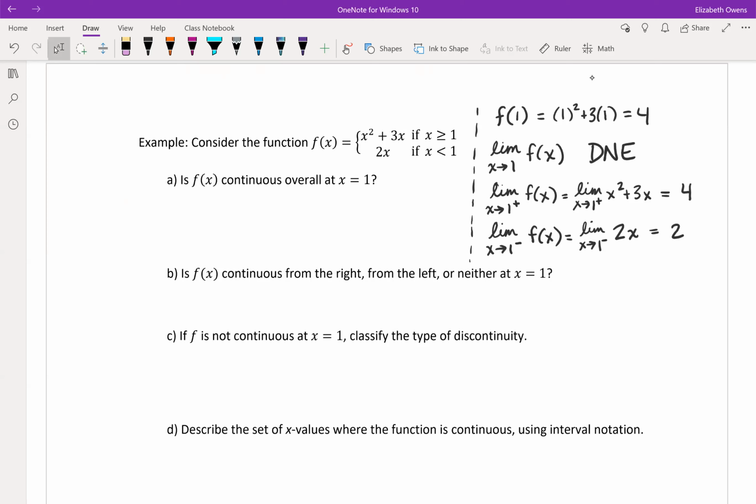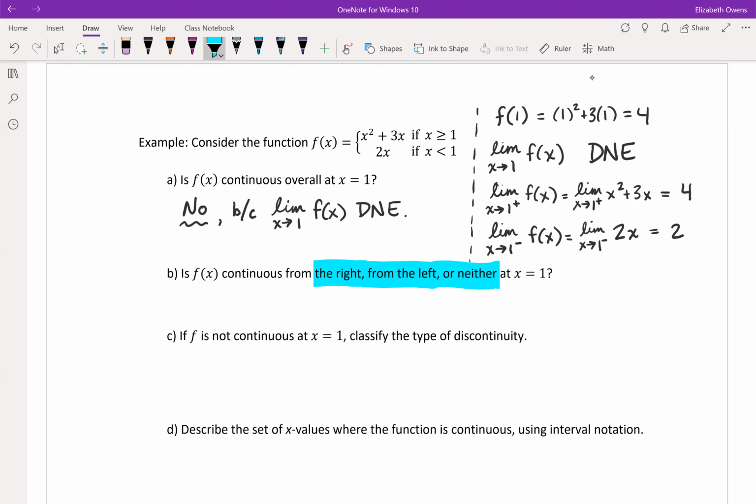Is f of x continuous overall? No. And that is because the limit as x approaches 1 of f of x does not exist. Okay, so now let's break that down a little more and see if f of x is continuous from the right, from the left, or neither at x equals 1.